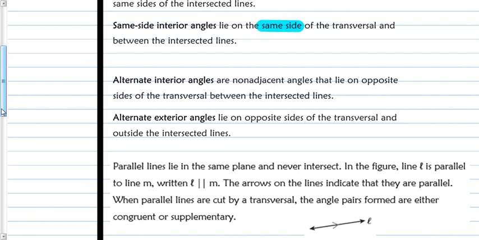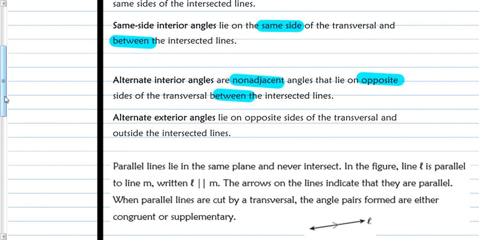Alternate interior angles are non-adjacent angles that lie on opposite sides of the transversal between the intersected lines. So those are non-adjacent angles that lie on opposite sides of the transversal, but still between the intersected lines. And I just realized I forgot to highlight the word between up here. That was the missing word.